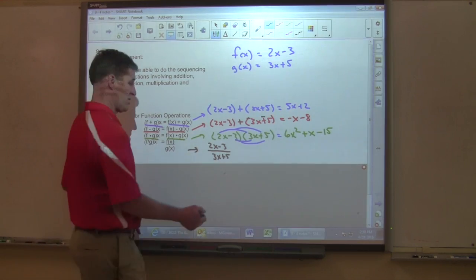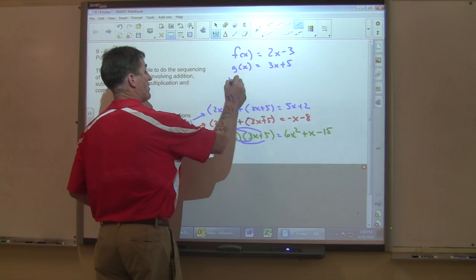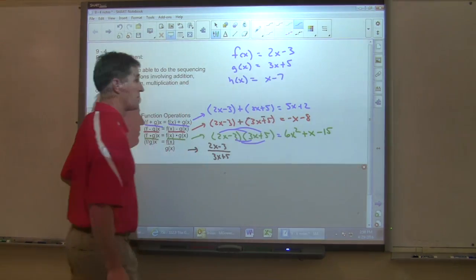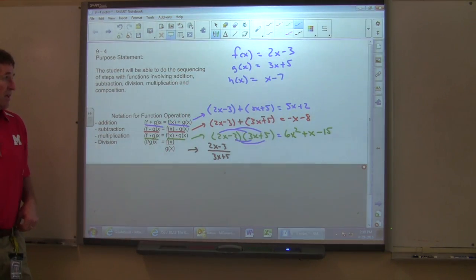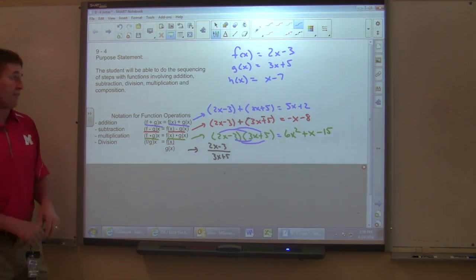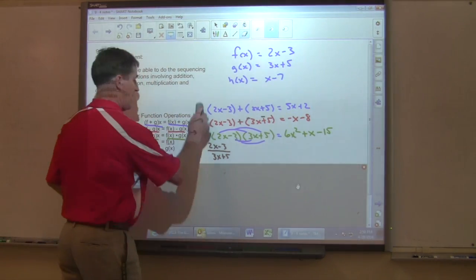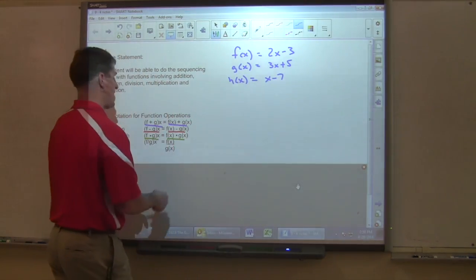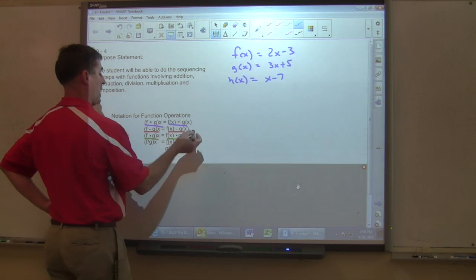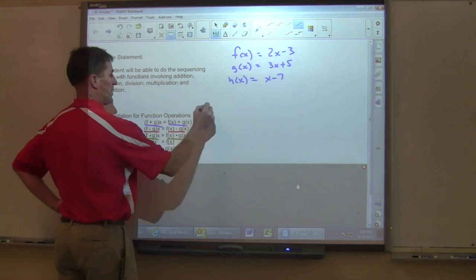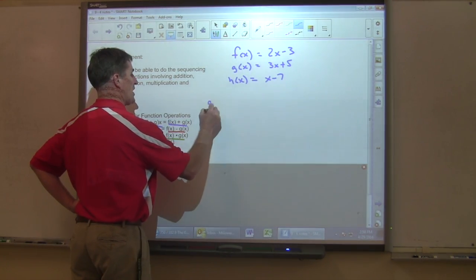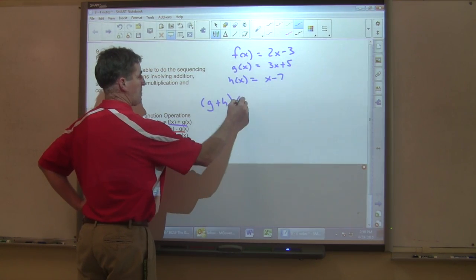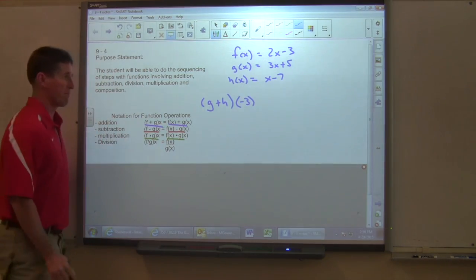Now we can add functions. Let's add h of x equals x minus 7. It doesn't make any difference what they ask you now. But they could write it one of two ways. Usually they'll write it this way. They'll go like, let's do g plus h, but instead of x, I'm going to put a negative 3.